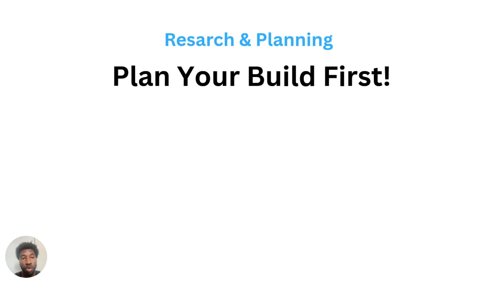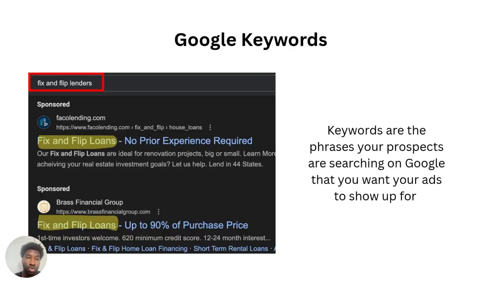So what you're first going to want to do is plan your build. The first thing you're going to want to do is pick the right keywords. Keywords are the phrases your prospects are searching on Google that you want your ads to show up for. In this case right here, someone searched up fix and flip lenders.